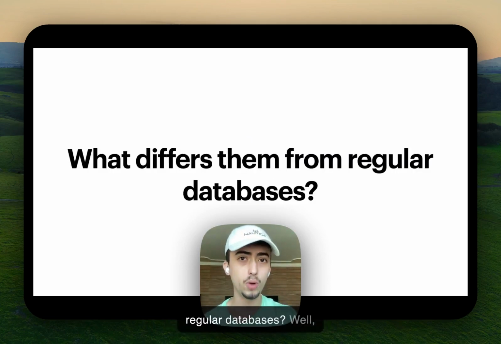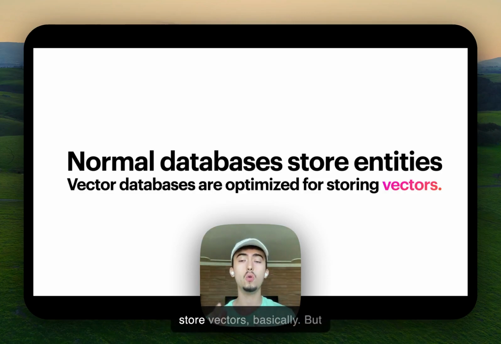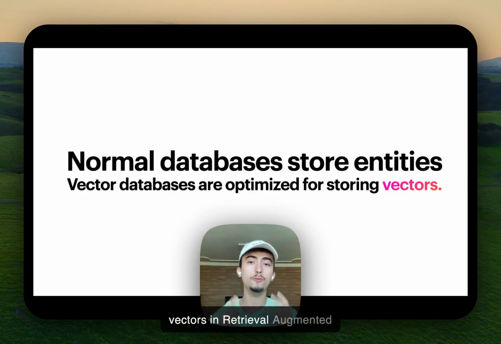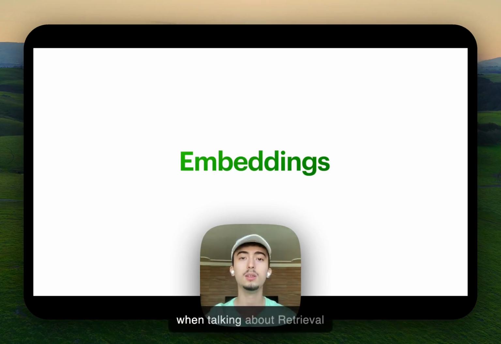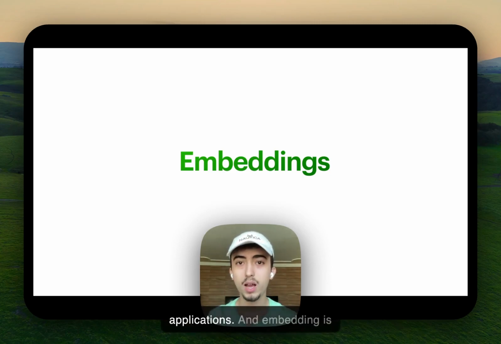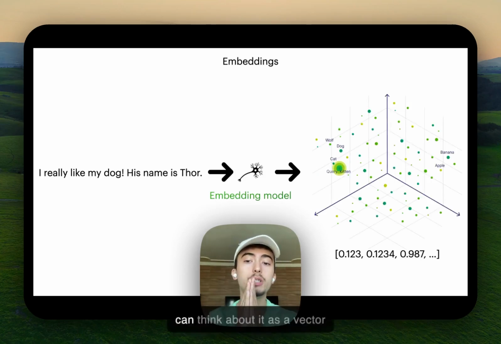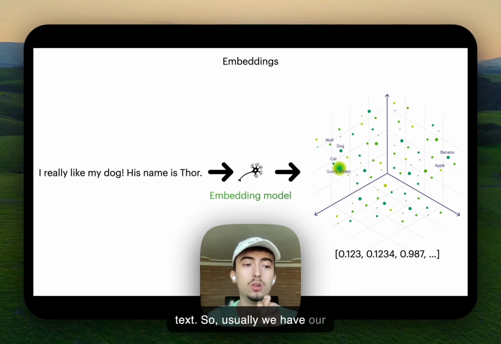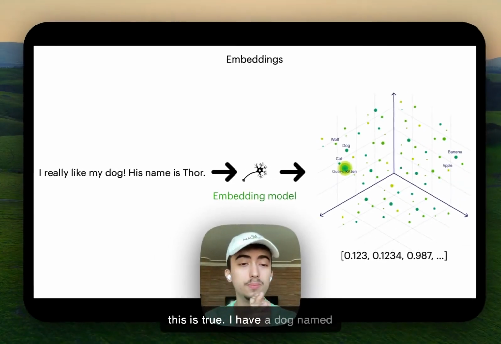But what differs them from regular databases? Well, normal databases store entities, while vector databases store vectors, basically. But what are vectors essentially? What are those kinds of vectors that I am talking about? When we are talking about vectors in retrieval augmented generation, we are usually talking about embeddings. You will see this word a lot when talking about retrieval augmented generation, RAG applications. An embedding is nothing else than a number representation. You can think about it as a vector array representation of your text. So usually we have our text, in this case, I really like my dog. His name is Thor, and this is true. I have a dog named Thor.